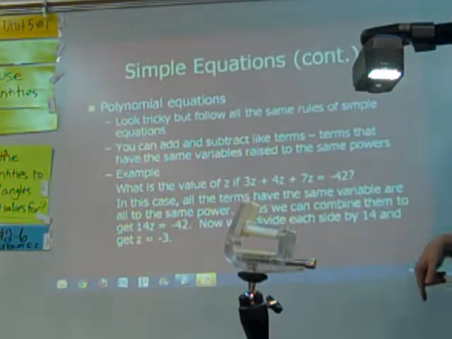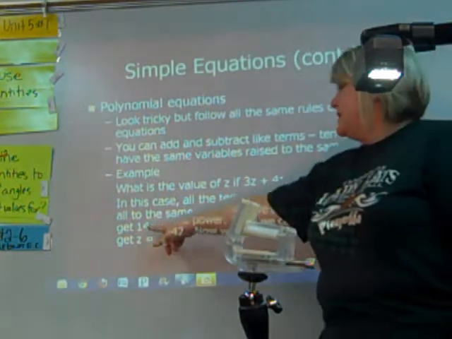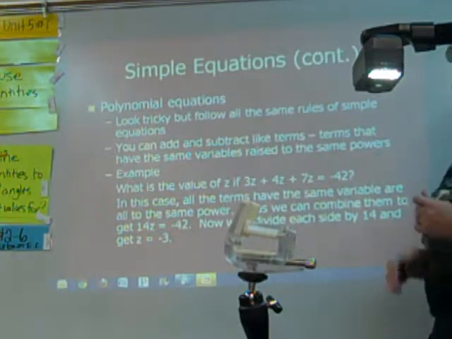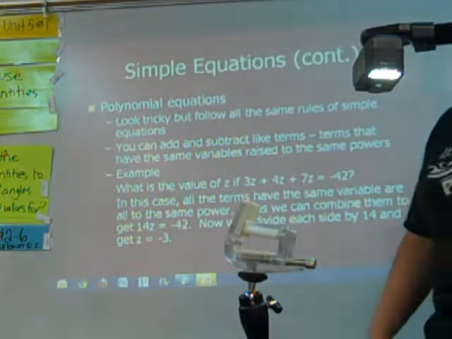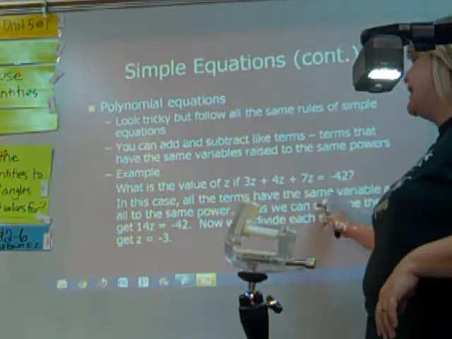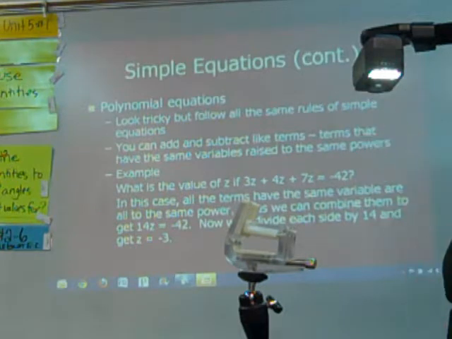It's got 3 z terms all on one side together. They're all z to the first power, so they're all like terms. So you just add them up by adding their coefficients, that's the numbers in front. You get 14z equals negative 42. Divide both sides by 14 and you get z is negative 3. So just remember, if your like terms are already on the same side of the equal sign, you just combine them. You only have to change signs when you move across the equal sign.